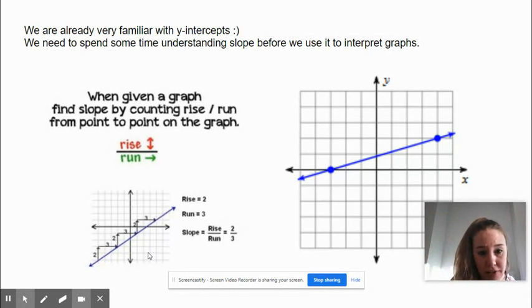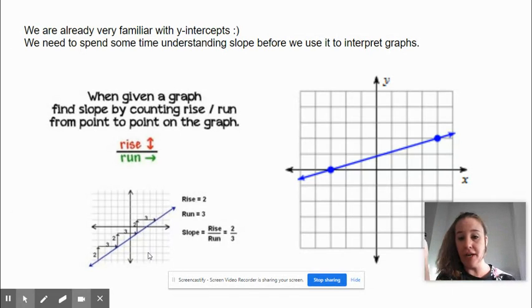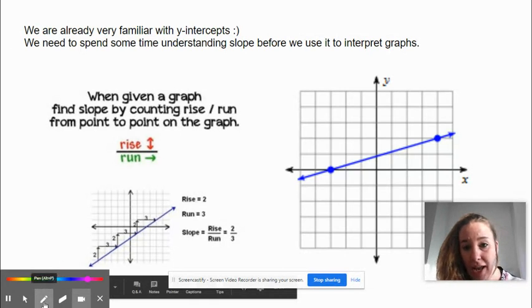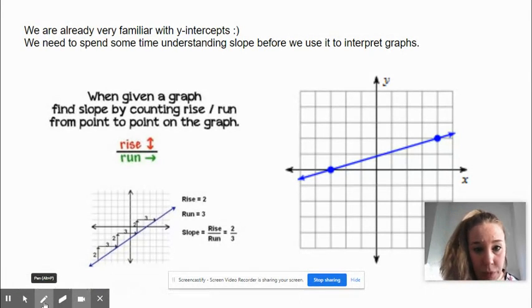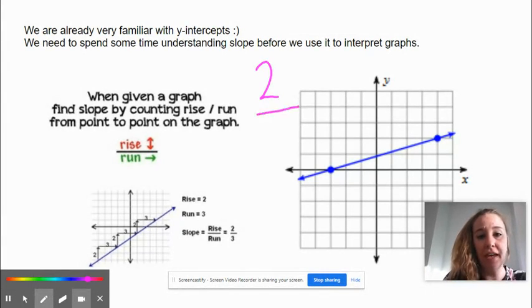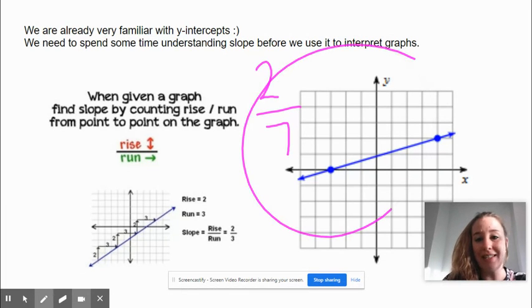So in this example that you see on the bottom left, you would rise 2, run 3, making your slope 2/3. If you look at this one on the right, you can see that we rise 2 units, and we run 1, 2, 3, 4, 5, 6, 7 units. Therefore, your slope for this graph here would be 2/7. We're going to talk about that a little more in a minute.